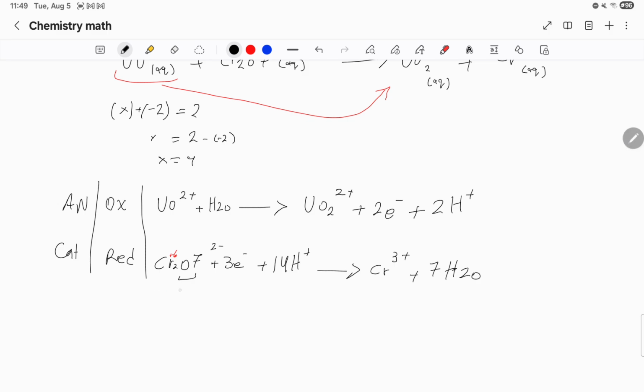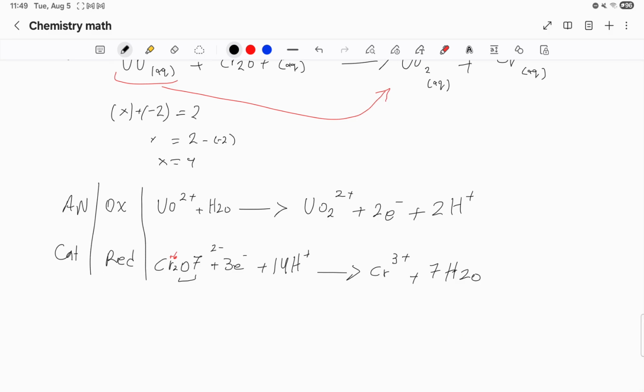Now, I've balanced the oxygen, I've balanced the hydrogens. Now, the other thing you have to do is balance the charge. What does that mean? You have to balance the charge with the electrons. So, I actually have 2 electrons here, and I have 3 electrons here, but guess what? I will find the lowest common multiple, and I will multiply them to make the electron number match.